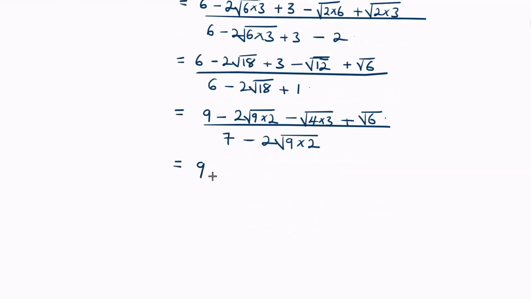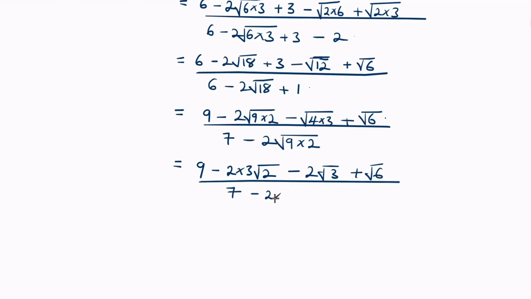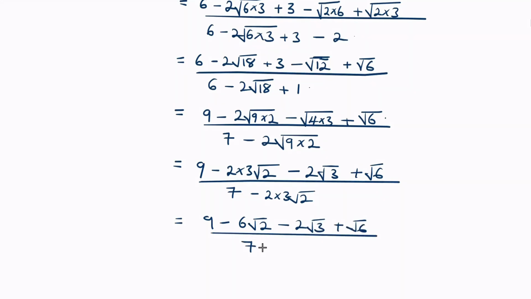From here we have 9 minus 2 multiplied by 3, which comes from the square root of 9, multiplied by the square root of 2, minus 2 root 3 plus root 6, divided by 7 minus 2 multiplied by 3 root 2. This is equal to 9 minus 6 root 2 minus 2 root 3 plus root 6, the whole of it divided by 7 minus 6 root 2.